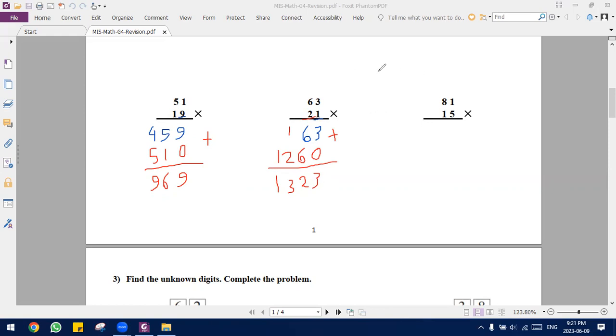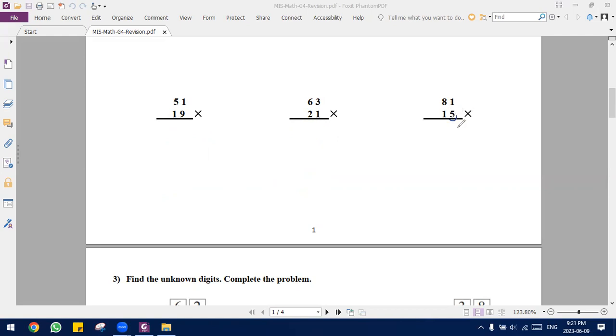Last one, 81 times 15. So we start multiplying by 5. 5 times 1 is 5. 8 times 5 is 40. Now we have to multiply by the second digit, which is 1. So we moved one digit, we add 1, 0. 1 times 1 is 1. 8 times 1 is 8. Now we add them. 5 and 0, 5. 0 and 1, 1. 4 plus 8, 12. 1,215. So that was the multiplying 2 by 2 digits and finding the exact value, not an estimate.